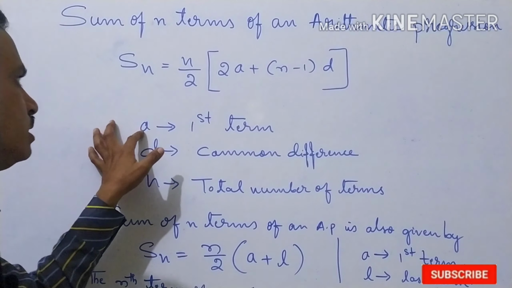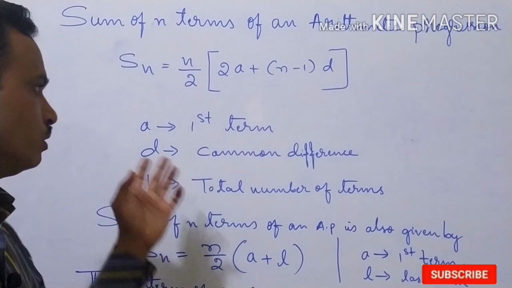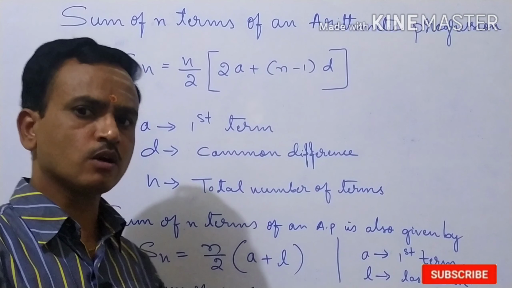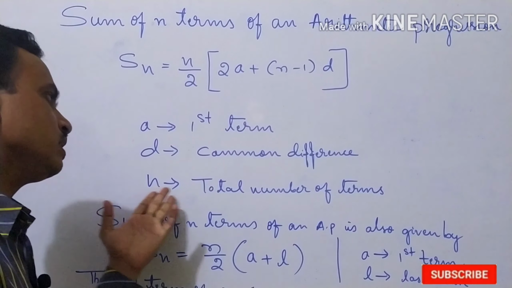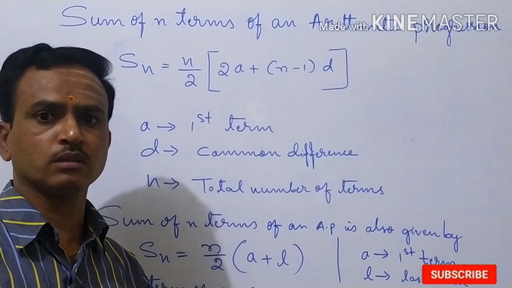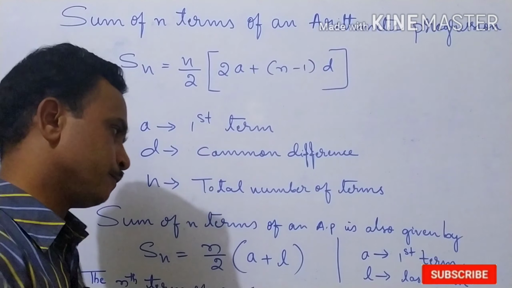Here a is the first term, and d is the common difference. Now n is the total number of terms. How many terms are given in that question? So n is the total number of terms.